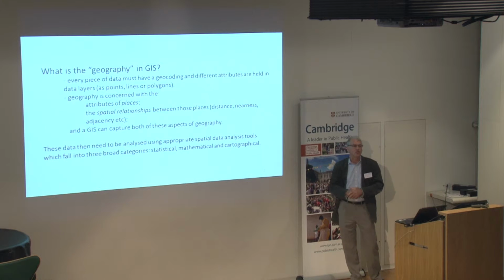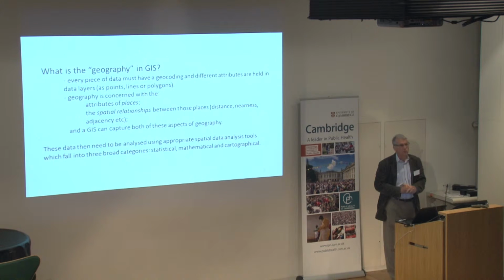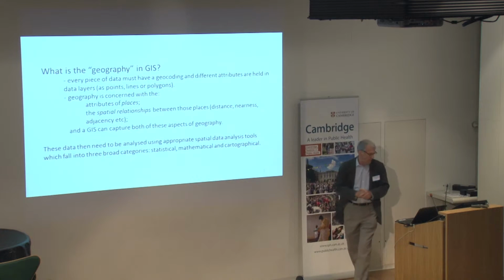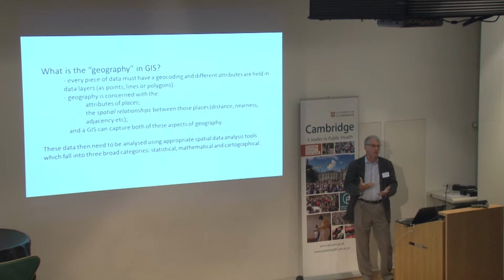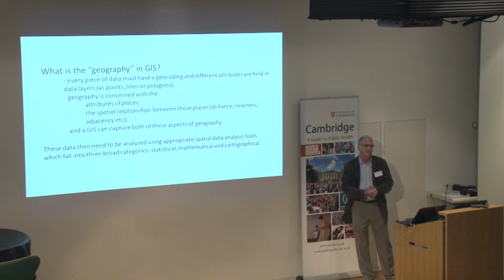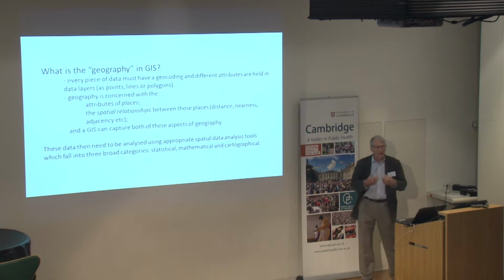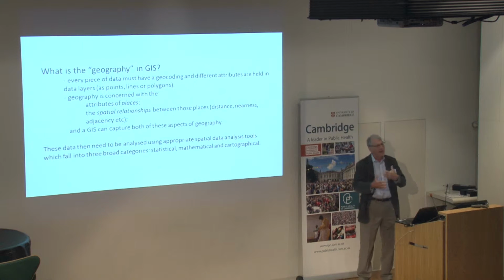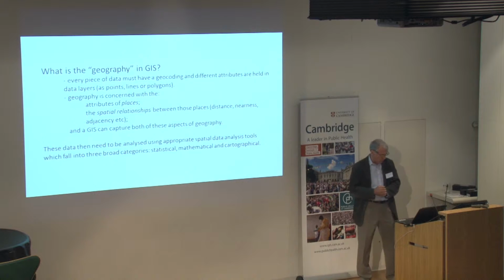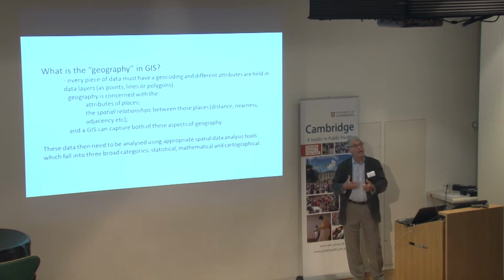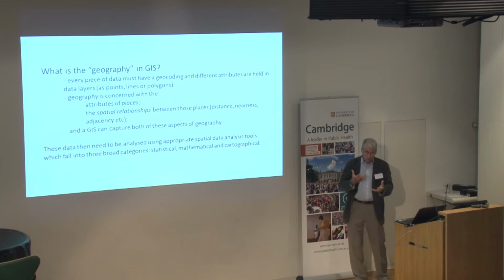What is the geography in GIS? Well, the geography in GIS, which sometimes upsets some of my more cultural and behavioral colleagues, is that it's quite cold. Every piece of data must have a geocoding, and different attributes are held in data layers in the form of either points, lines, or polygons. And to the extent that geography as a subject is concerned with the attributes of places and the spatial relationships between those places, such as distance, nearness, and adjacency, a GIS is capable of capturing both of those aspects of geography.